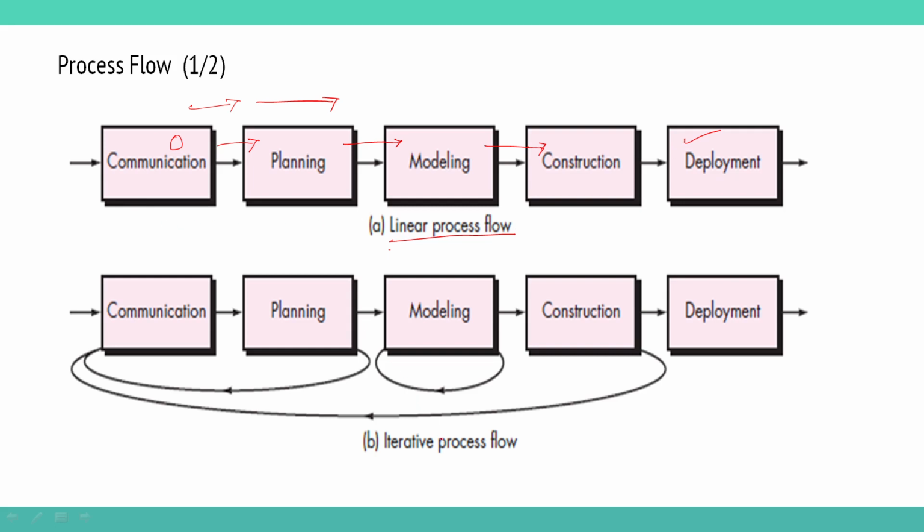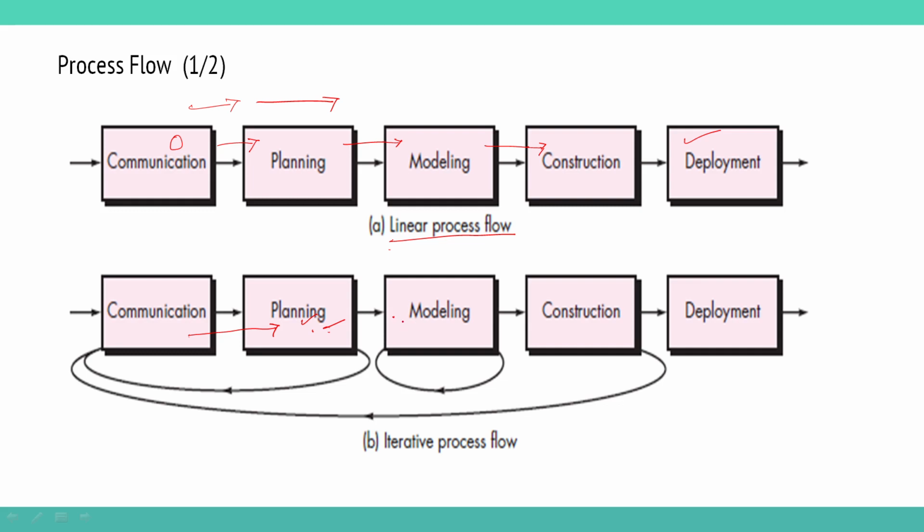Second is an iterative process. Iterative means within the process we will have n number of repetitions. Communication and planning will have a certain set of what we call a review process. So we will have a communication, based on that you will make a plan. If any change comes after the plan, we will go back to the communication and communicate the plan. Then there will be some kind of changes. Those changes will be included in the plan. Then we will go into the model.